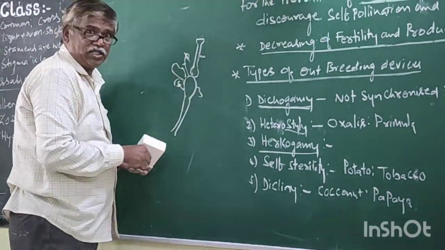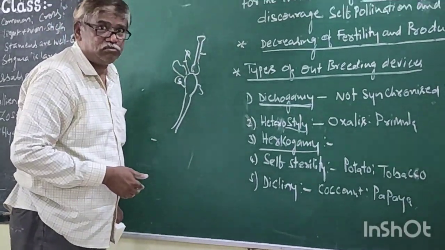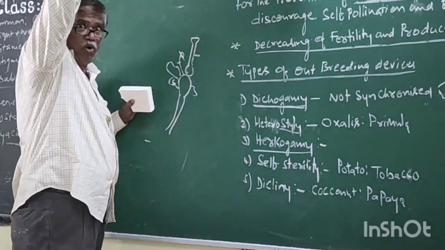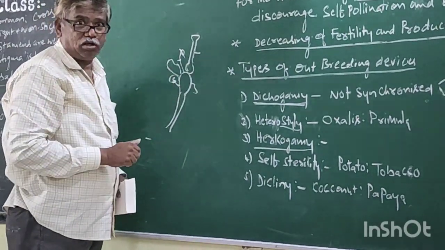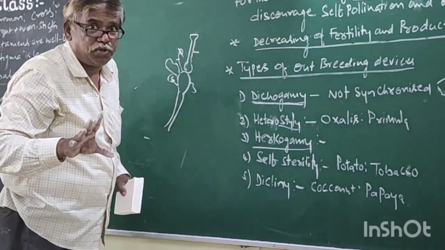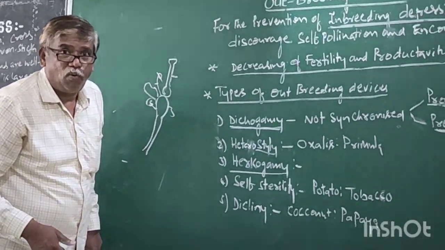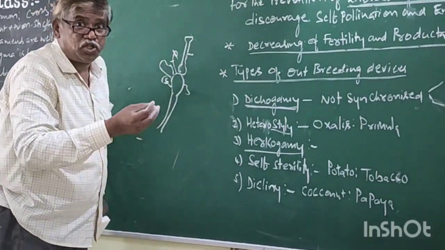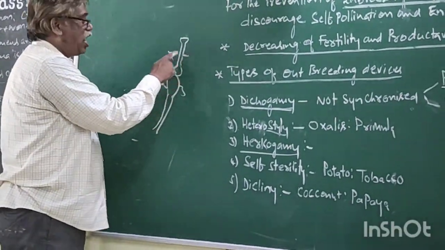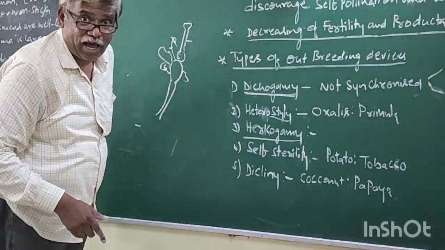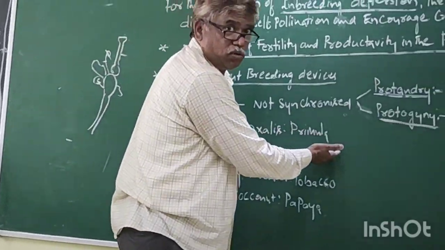If it is daisy, they cannot reach the stigma, because the stigma is more above than the anther level. But it is a bisexual flower. If it is bisexual, generally autogamy will take place, but this flower is not showing autogamy. Why? Due to variation in the length of style and filament. Such conditions are called heterostyly. Example: Oxalis, primula.